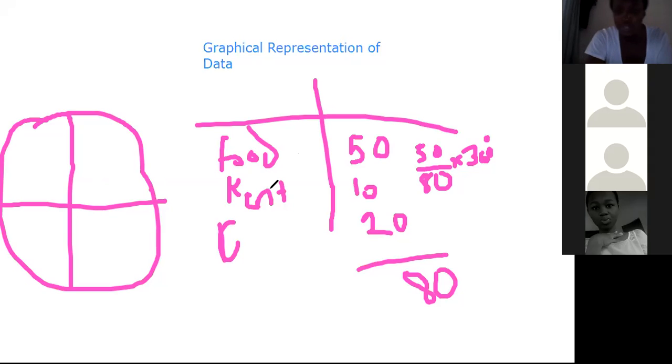Then maybe, for instance, when you're done, they say maybe what percentage of the monthly budget is house rent. And so for percentage, you multiply by 100. So if it's house rent, we have 10, so it will be 10 all over 80 times 100. That will give us our percentage.